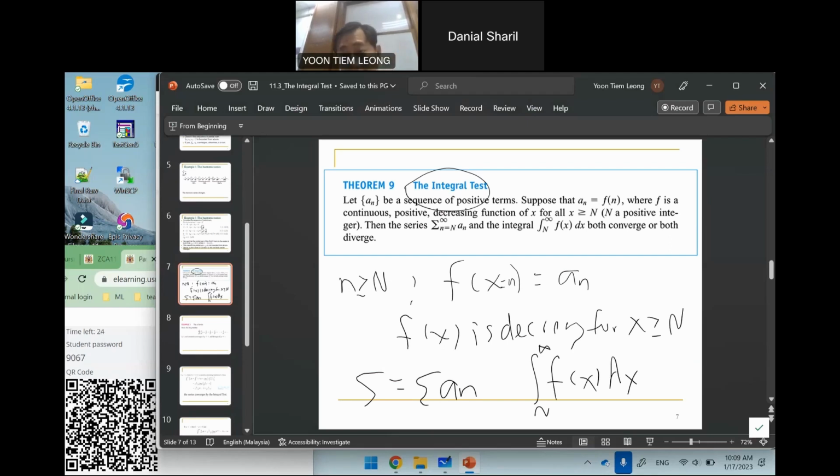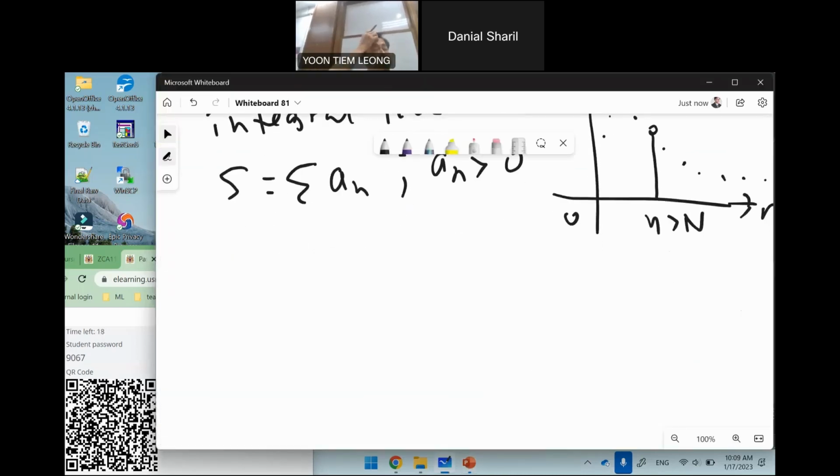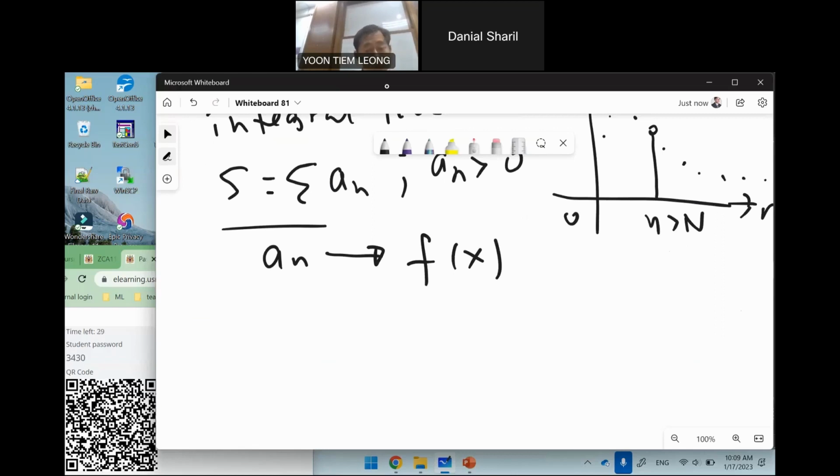Okay, so this is basically what this theorem says. If you don't understand me, it doesn't matter. Operationally speaking, it's very easy. If you have a sequence a_n that is all positive in terms, all its terms are positive, then the a_n can be mapped to a function. Then you are going to integrate the function.